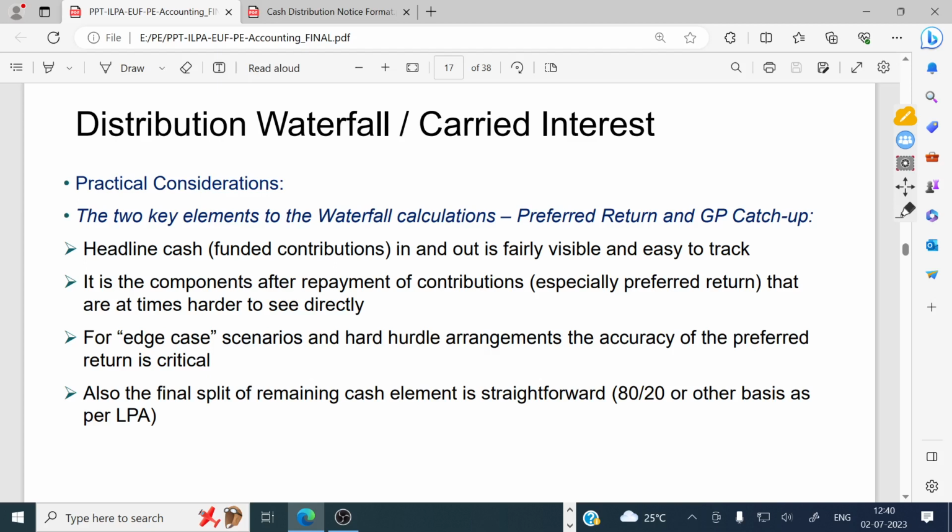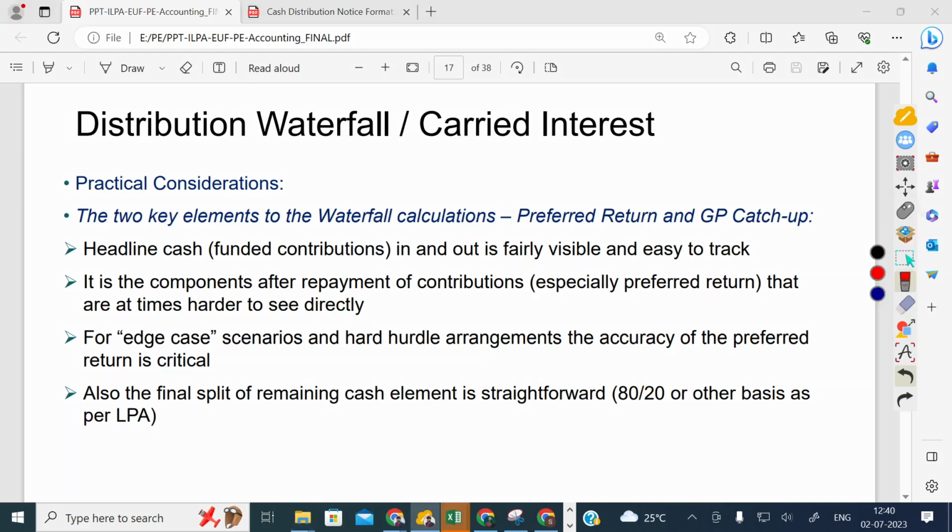Then it is the common component which we have seen. Common component after the repayment of contributions, especially preferred return, that is at times harder to see directly.